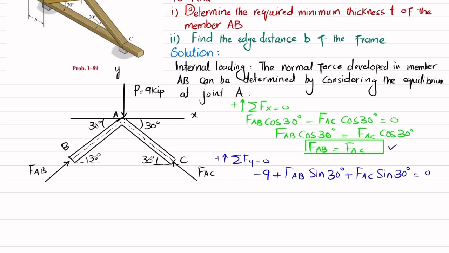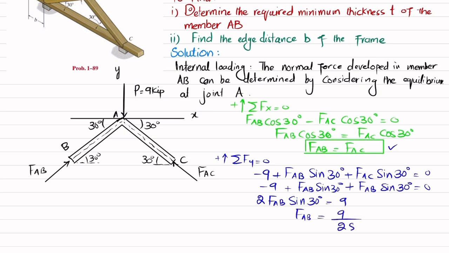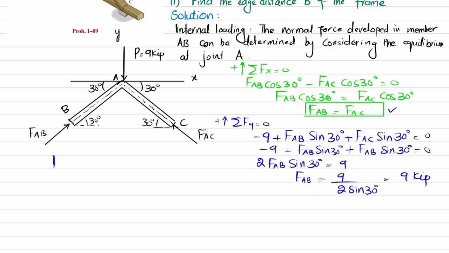Now you can see FAC is equal to FAB, so I will replace this FAC with FAB. So it will be FAB sine of 30 degree plus FAB sine of 30 degree minus 9. So 2 times FAB sine of 30 degree is equal to 9. And when you divide it, FAB will be equal to 9 divided by 2 sine of 30 degree. So you will get FAB equal to 9 kip. Clear? So let me write it. FAB is equal to FAC is equal to 9 kip.